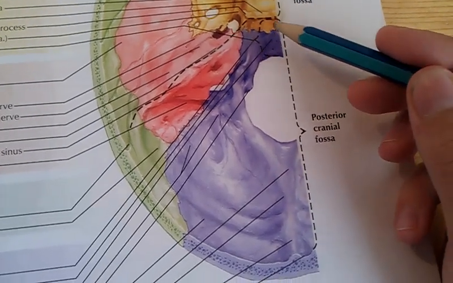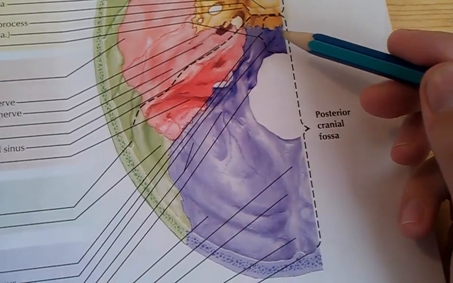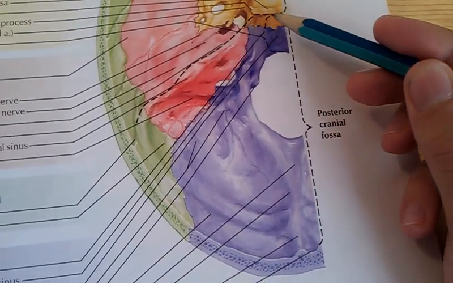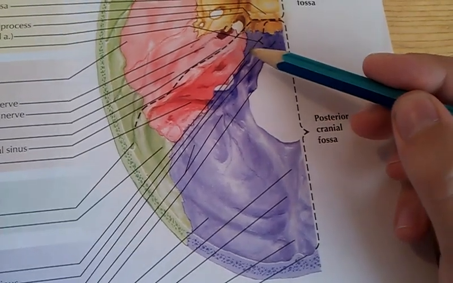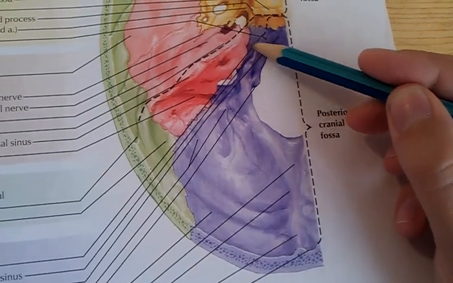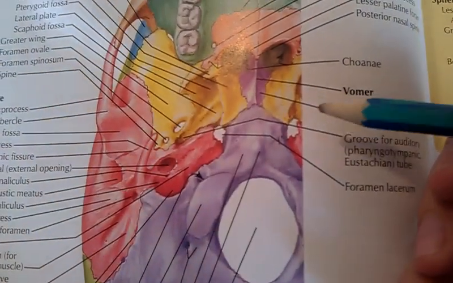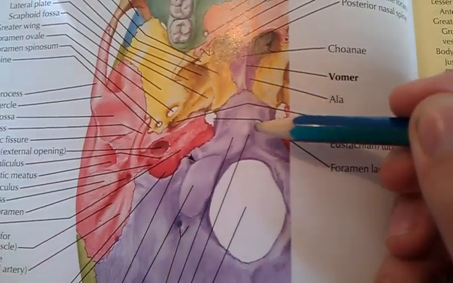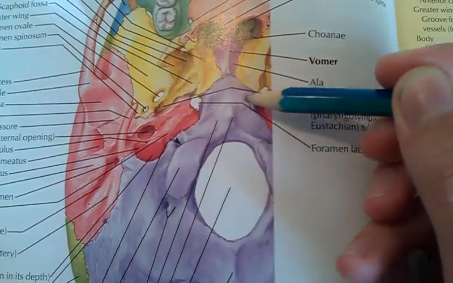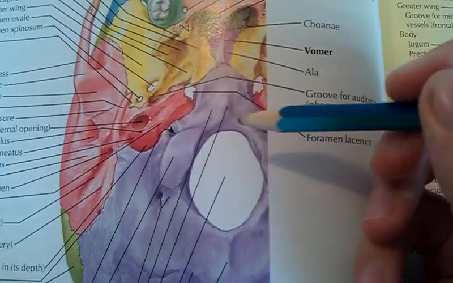The next part is the basilar part, which is here. This is the superior surface with clivus, that's the entire area here, and sulcus for inferior petrosal sinus, that's here. The inferior surface of the basilar part has a pharyngeal tubercle. Here is the basilar part.